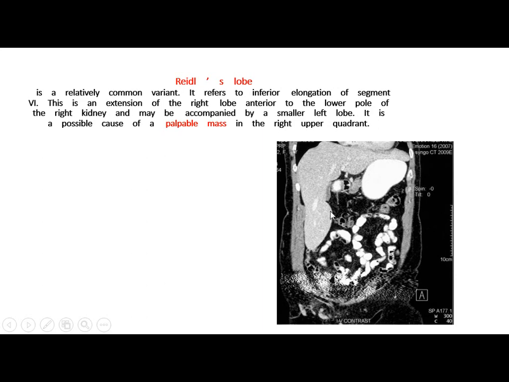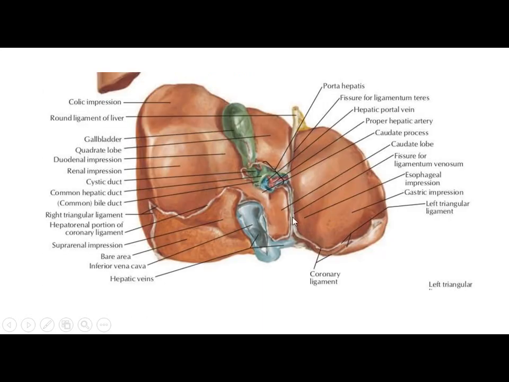The liver is in contact with multiple viscera and makes multiple impressions. There are gastric and esophageal impressions on the left lobe, and on the right there is a colic impression anteriorly, and behind, the right kidney and right suprarenal area. There is also a peritoneal-free area in the posterior of the liver, called the bare area of the liver, and it is bounded by the coronary ligament.